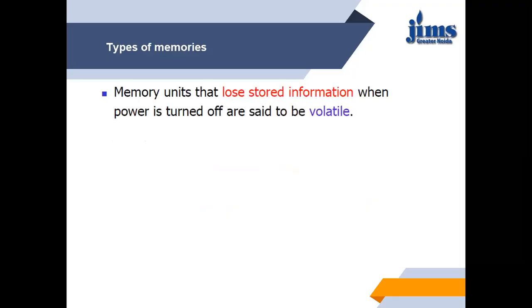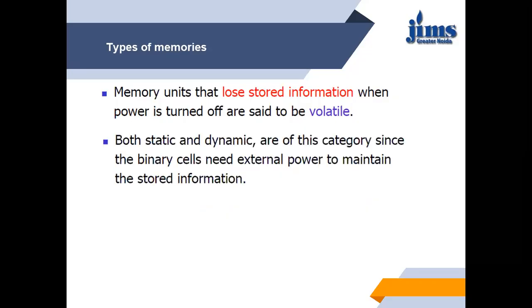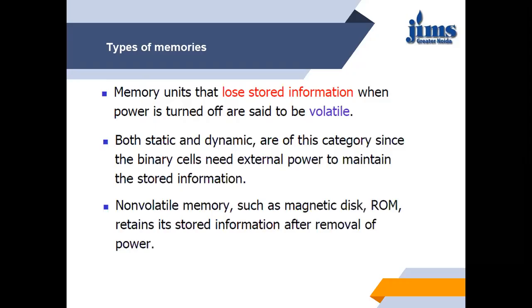Now again, the classification of memories. Memory units that lose stored information when power is turned off are called volatile memories. Both SRAM and DRAM are of this category, since binary cells need external power to maintain the stored information. So we can say SRAM and DRAM are the volatile memories. The non-volatile memory, such as magnetic disk and ROM, retains its stored information after removal of the power. So the ROM and the magnetic disk are the non-volatile memory.